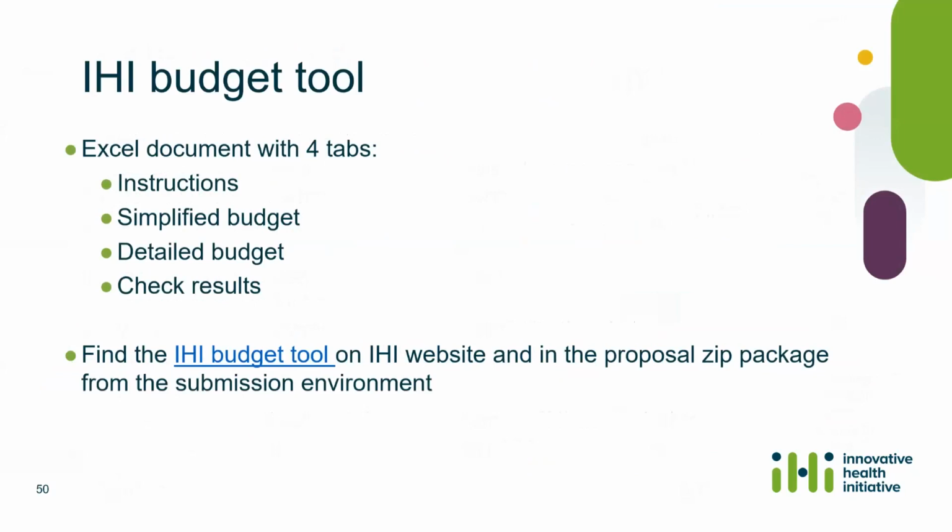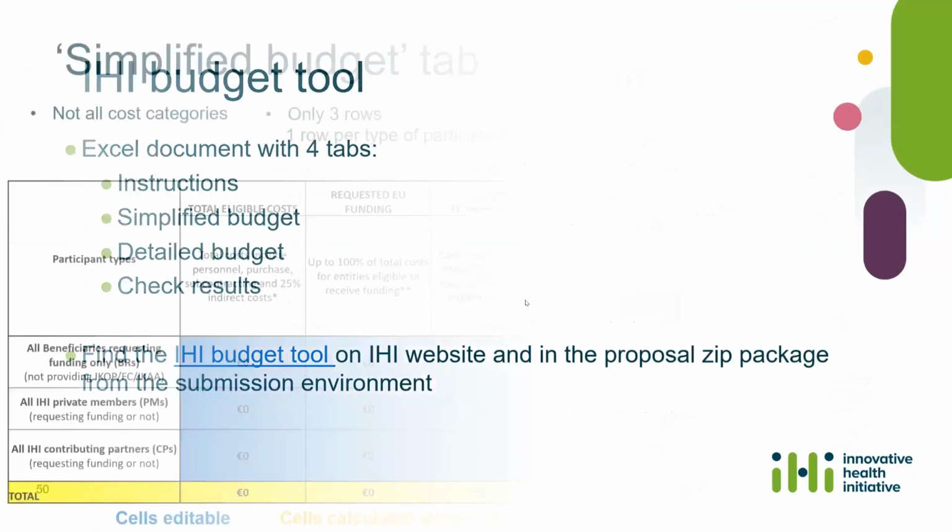And then the second tab actually gives you a simplified budget overview. I will show it to you in a second. The third tab gives a more detailed budget overview. And then the last tab is to check the results of your detailed budget overview. So you can find that tool on the IHI website, but it's also part of the proposal zip package that you can download from the submission environment. And this is how it looks.